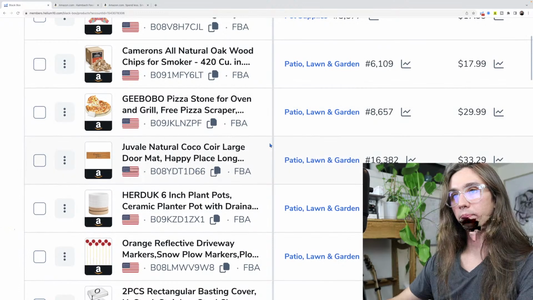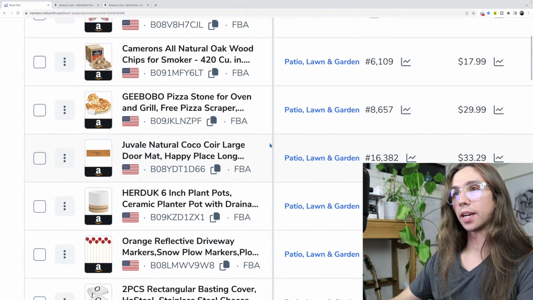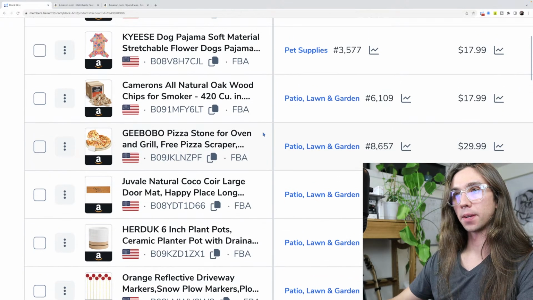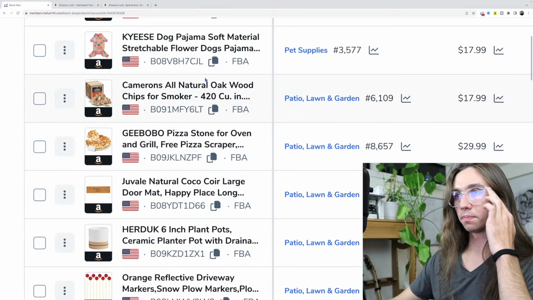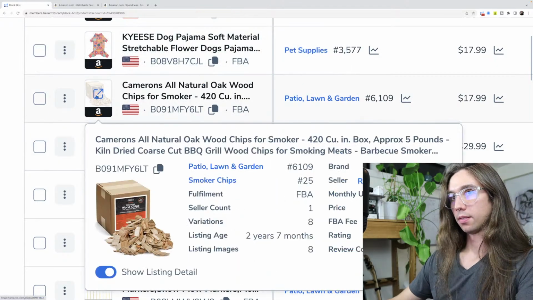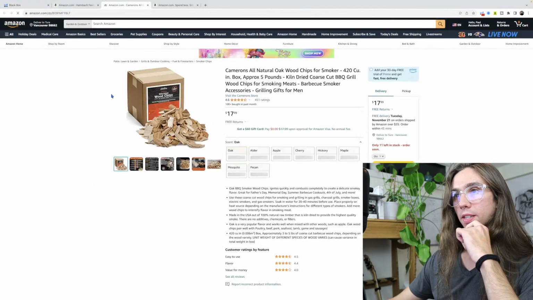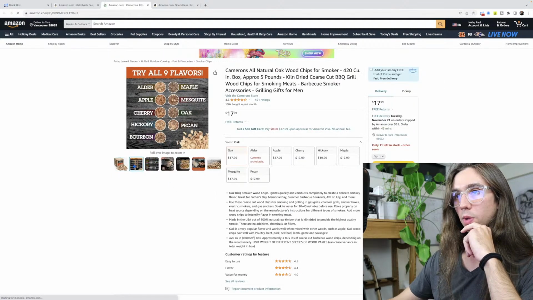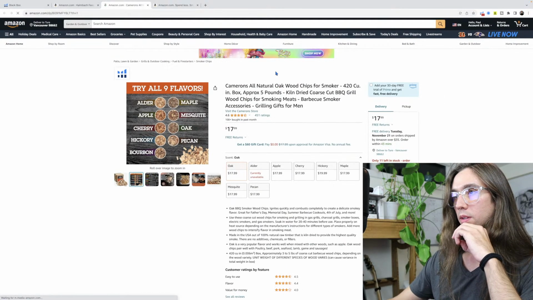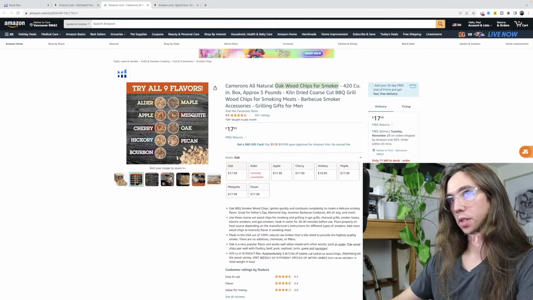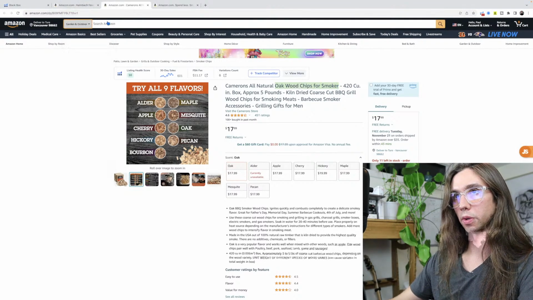Very fun. So what do we got here? Pizza stone. No, that's too generic. Oak chips. Strangely boring products I tend to like sometimes. We'll have to see, but let's see. Oak wood chips for smoker. It's probably just chips, but wood chips for smoker, I bet.